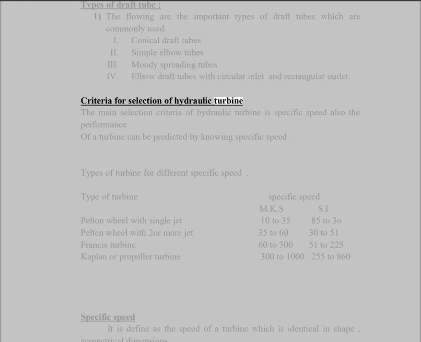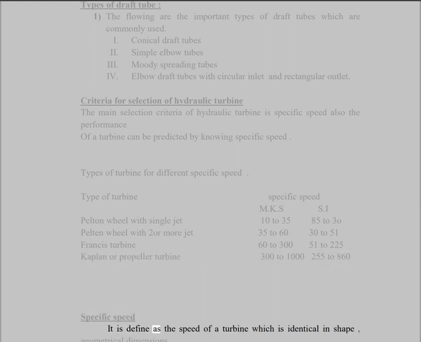Criteria for selection of hydraulic turbine. The main selection criterion of a hydraulic turbine is specific speed. Also, the performance of a turbine can be predicted by knowing the specific speed. Types of turbine for different specific speed: Pelton wheel with single jet, 10 to 35; Pelton wheel with 2 or more jets, 35 to 60; Francis turbine, 60 to 300; Kaplan or propeller turbine, 300 to 1255.